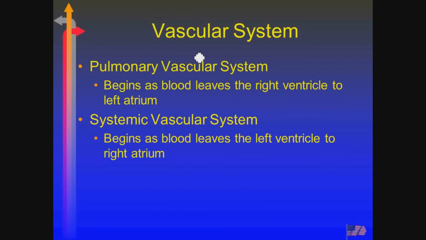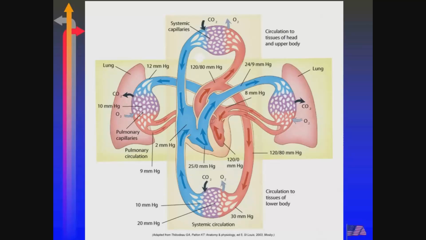We're going to consider the pulmonary system, beginning as blood leaves the right ventricle through the pulmonary semilunar valve, and continuing until it gets back to the left atrium. Then the systemic system, beginning with the left ventricle and continuing back until it gets to the right atrium. This is a diagrammatic representation, a picture of what I'm talking about. So this is all considered the pulmonary system, going to the lungs, and the systemic circulation being the other portion.